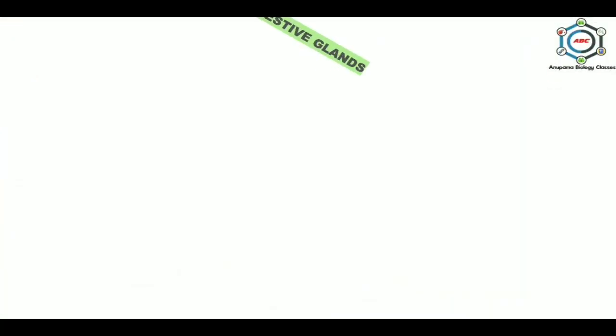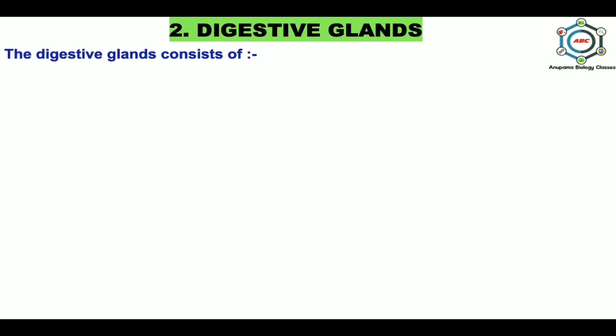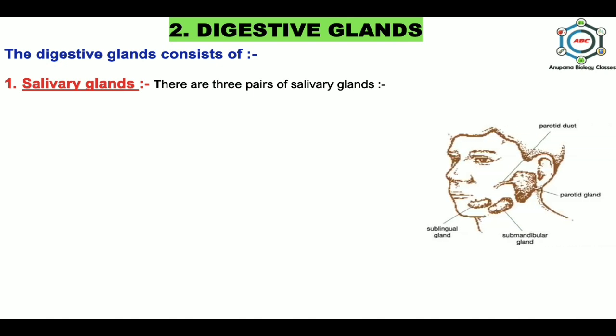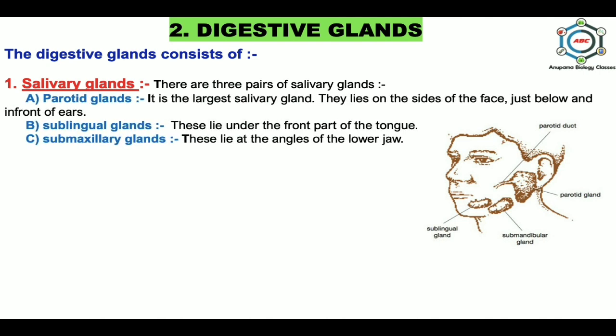Now the digestive glands. The first is the salivary glands, which are present in the mouth. Salivary glands are of three pairs. Now you can see the picture. There are three pairs of salivary glands present. The first one is the parotid gland. It is the largest salivary gland, which lies on the side of the face just below and in front of the ear. This is the parotid gland, present just below and in front of the ear.